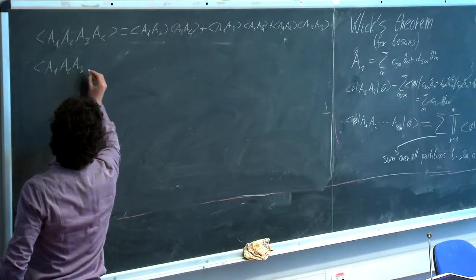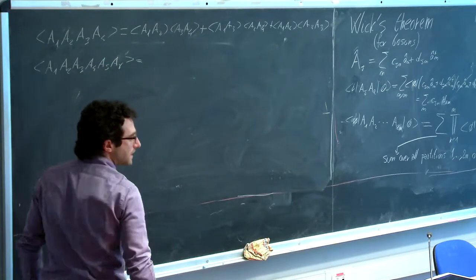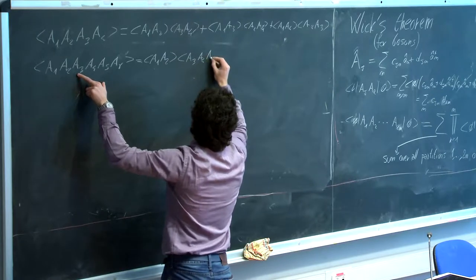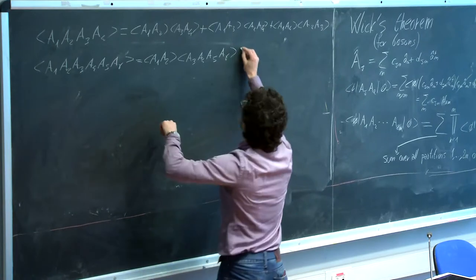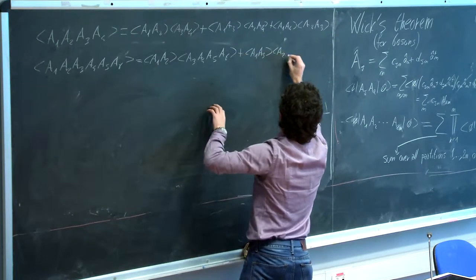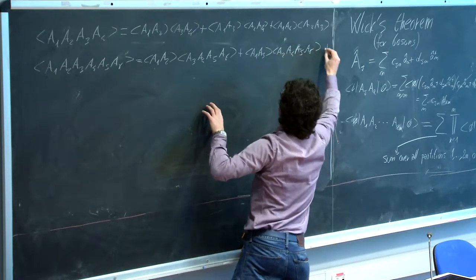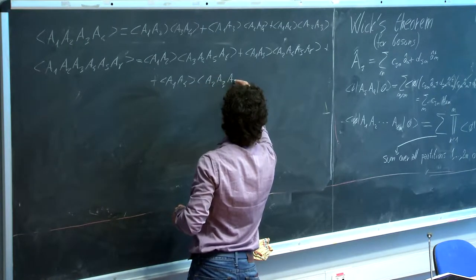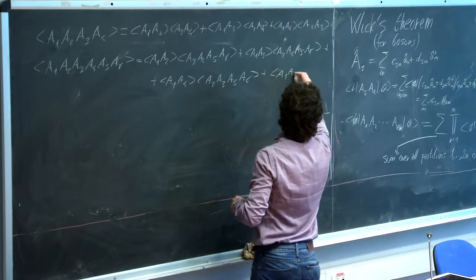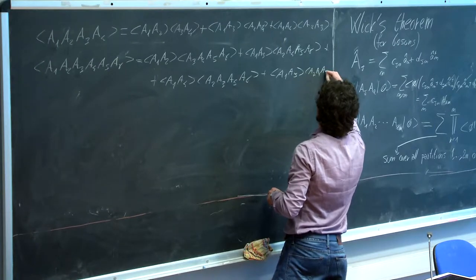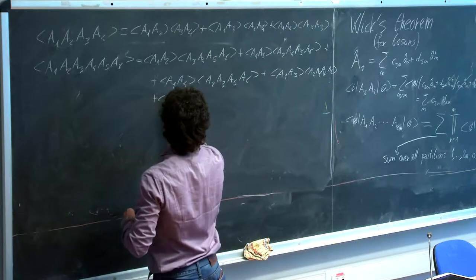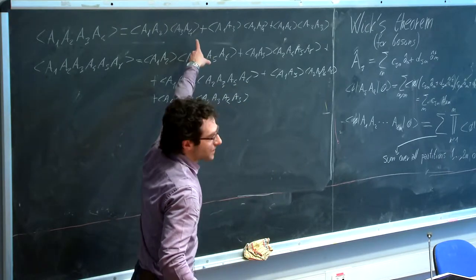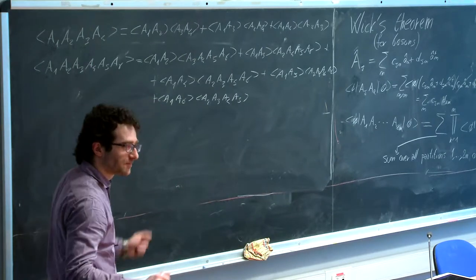What happens if you have six operators? Then you have again A1, A2, and then you have to consider the rest, which is A3, A4, A5, A6, so you can do it recursively if you want. Plus A1, A3, and the rest, A2, A4, A5, A6, plus A1, A4, A2, A3, A5, A6, plus A1, A5, A2, A3, A4, A6, the last one, plus A1, A6, A2, A3, A4, A5. And for each one of these, you use the same decomposition as before. So there are many terms, fine.